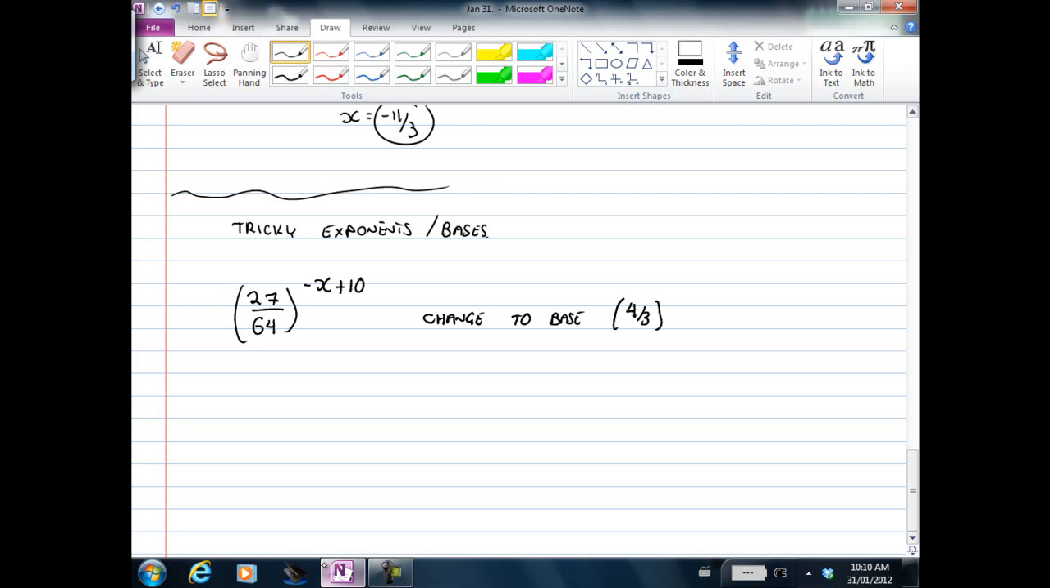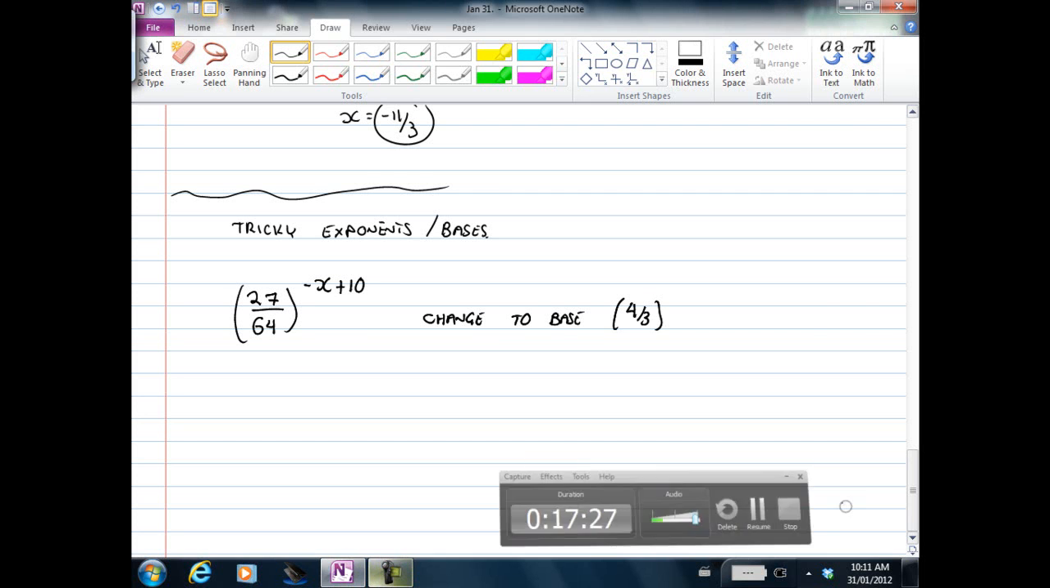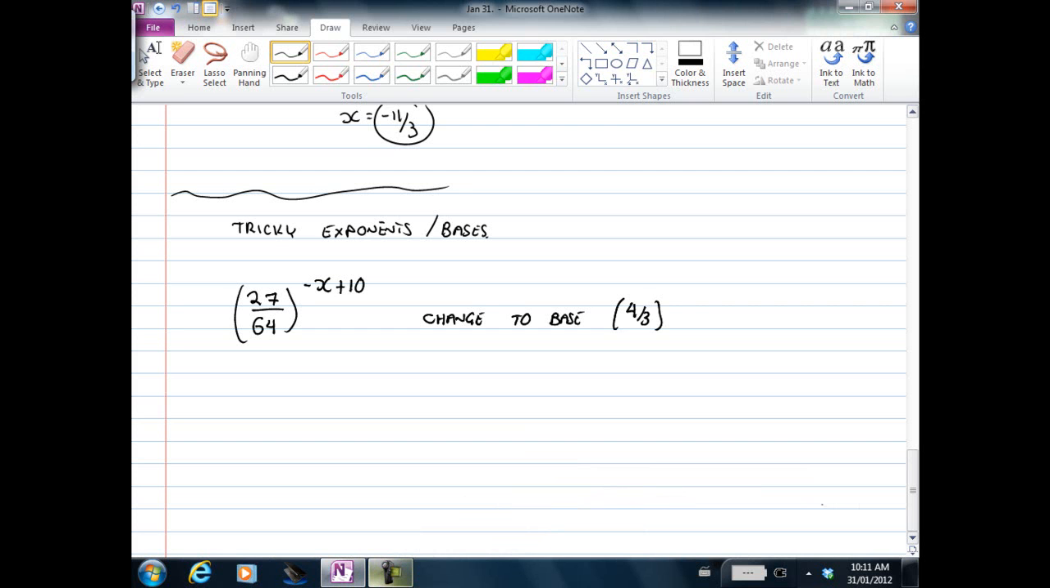Good luck. I'm going to pause it, and I'm going to let you have some fun. So I walked around, and I heard the first person say, hey, Mr., no, I think you made an error. Shouldn't the base really be 3 over 4 and not 4 over 3? The answer is no. That's why I call it tricky exponents.